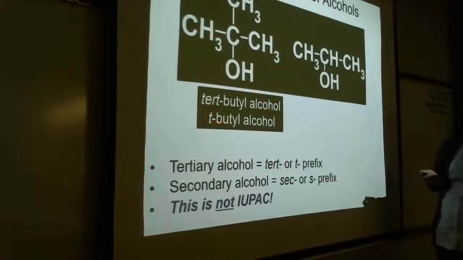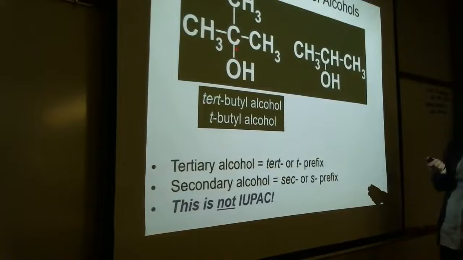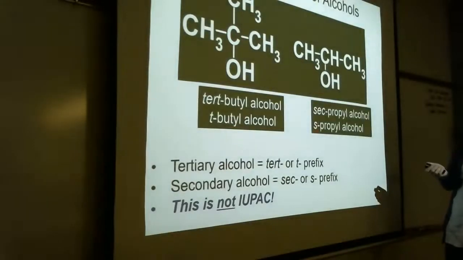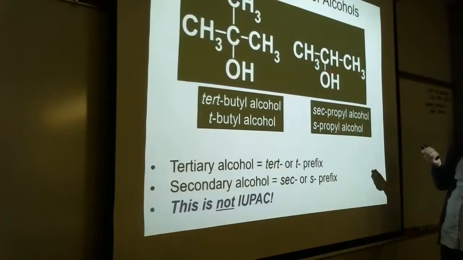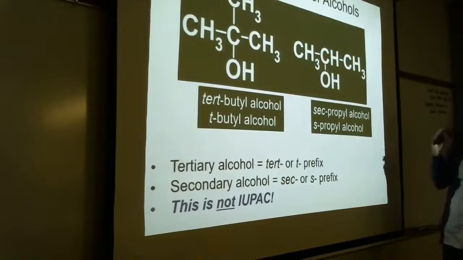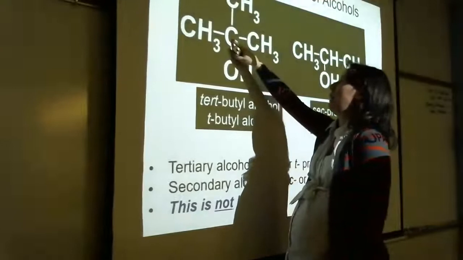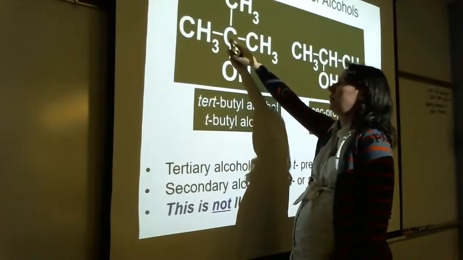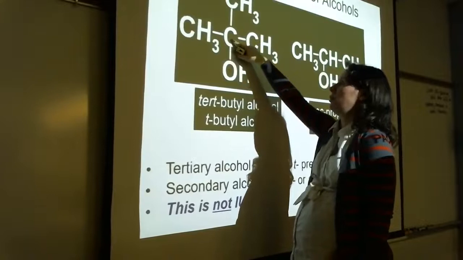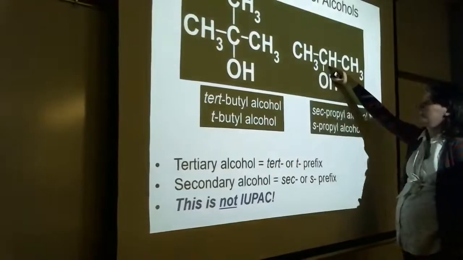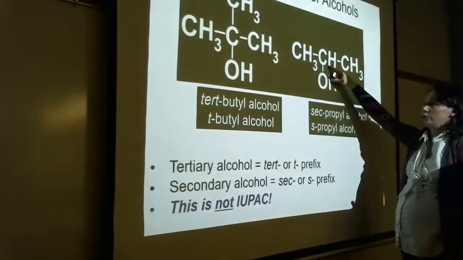So for instance, this would be T-butyl alcohol because that is a 4-carbon configuration and it's got the alcohol on a tertiary carbon. This would be S-propyl, because there are 3 carbons that makes it propyl, and this is a secondary carbon where the OH is. But again, these are not IUPAC names. The IUPAC name of this would be what? 2-methyl, then what? 2-propanol. And then this would just be 2-propanol.